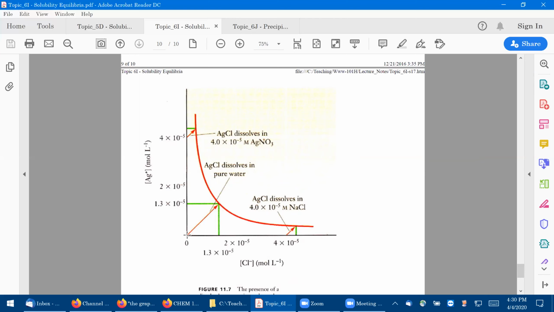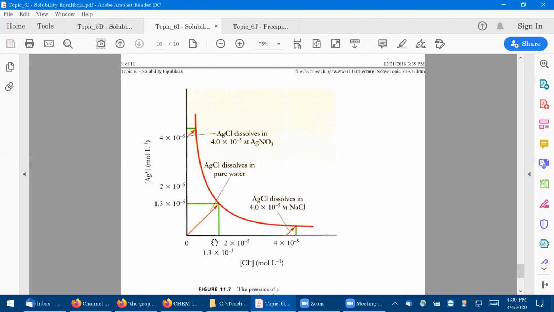And if we add some silver chloride, the amount that will dissolve will lead to, of course, the silver ion concentration and the chloride ion concentration being exactly the same. They have to be, because they're in a 1-to-1 ratio. And so what this red arrow is showing is the progression of the dissolution until it reaches this equilibrium line curve here, all right? And the amount of each that dissolved is the same.